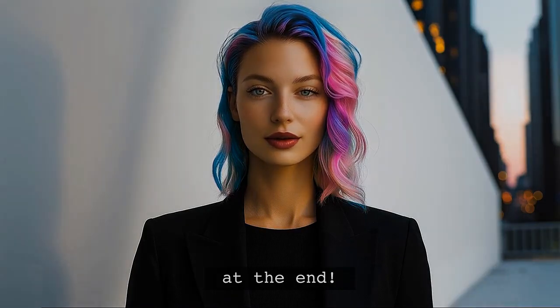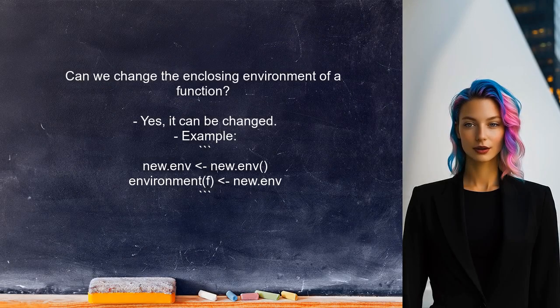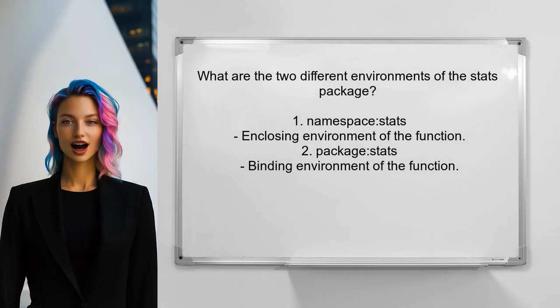To address the user's first question, yes, the enclosing environment of a function can be changed. This means that the user can assign a new environment to a function, as demonstrated in the example provided. For the second question, the user is asking about the two different environments related to the stats package. The first environment, namespace stats, refers to the enclosing environment of the function, while package stats indicates the binding environment.